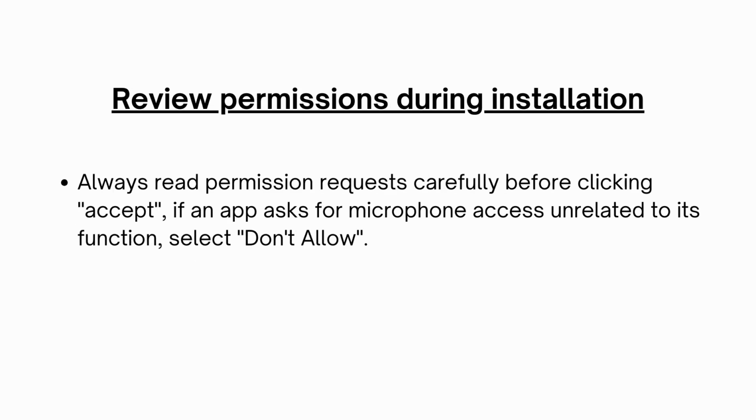Next, we want to review permissions during installation. Always read permission requests carefully before clicking Accept. If an app asks for microphone access unrelated to its function, select Don't Allow. I find this rather important because there are apps that you never really need the microphone for. Certain apps, like video apps recording videos on your phone, yes, you want to allow access to that app, especially some of the main players in the game, because they're not collecting data and sharing that with advertisers. And you see there are no advertisements on the app itself, so those are pretty safe.